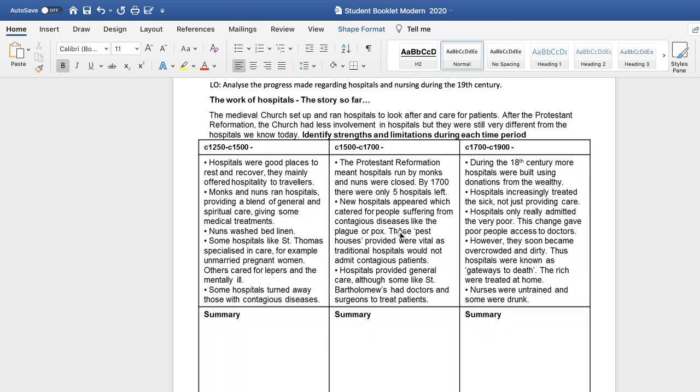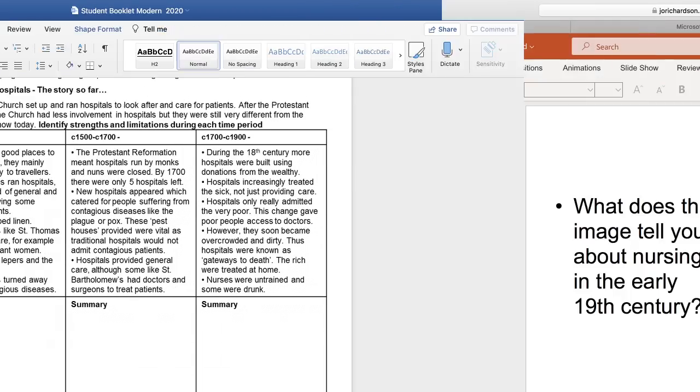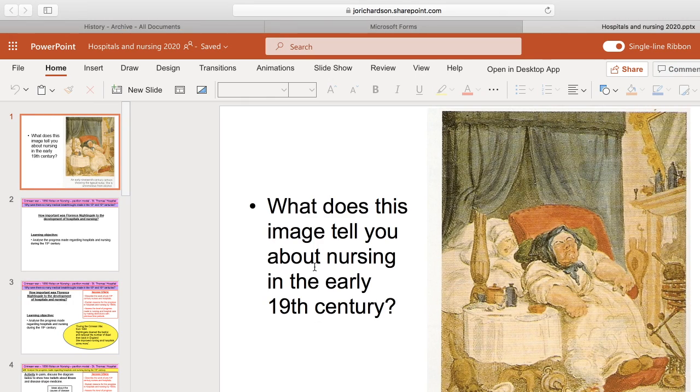What things were bad? Rejecting people who had infectious diseases from coming to hospitals, that's bad. And then in the industrial period, what's the summary? Focusing on what nurses were like, what their training was like, what their reputation was like, to help you with that concept I just spoke about.